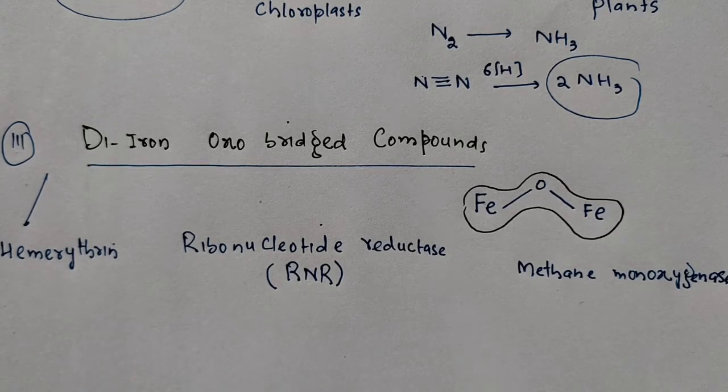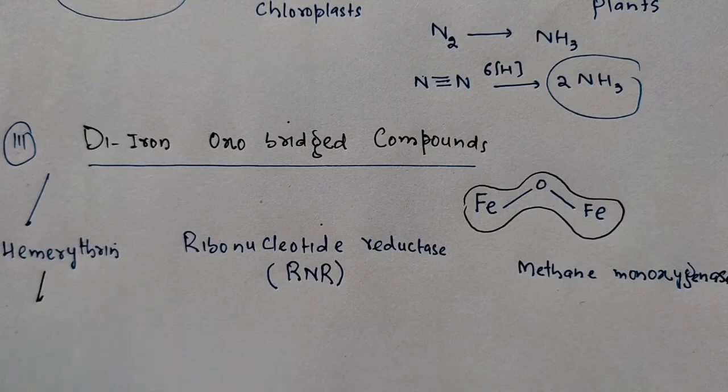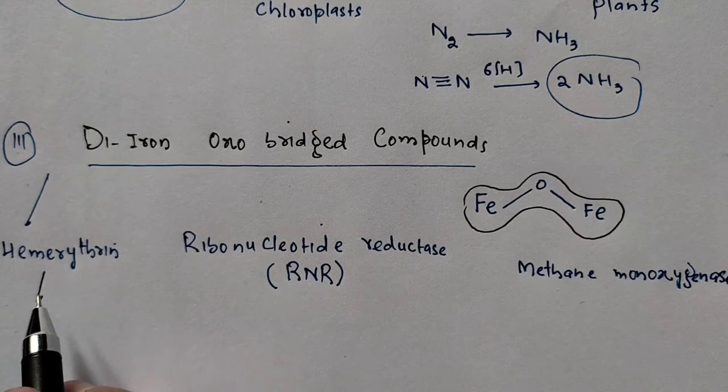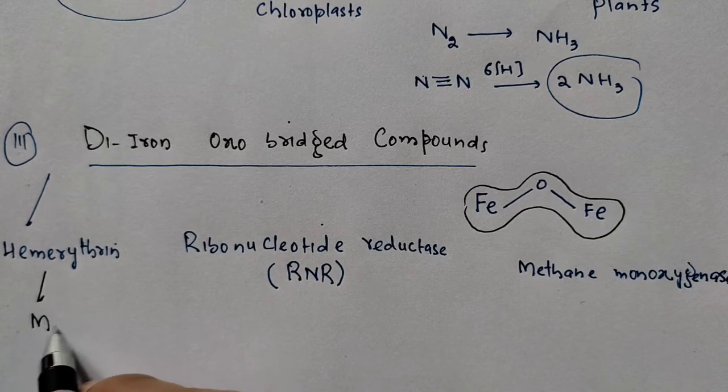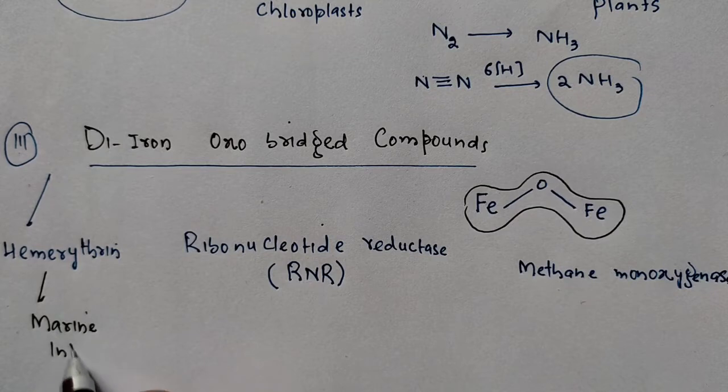Okay, let's talk a little about them. Hemerythrin is a non-heme protein, because the heme proteins I discussed in the beginning are hemoglobin, myoglobin, cytochrome, and cytochrome P450. So it's a non-heme protein, and it is present in marine invertebrates.